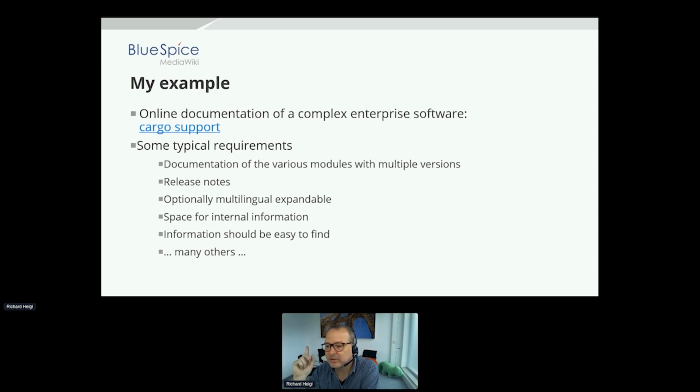Why did I choose it? It's about Cargo Support. Cargo Support is a software manufacturer for enterprise software in Germany. And they are setting up a public documentation about their product for users, for customers, for partners. And we will have a look at this now, but it's in German, but I think it's not in English yet, but maybe I can show you just what it is about.